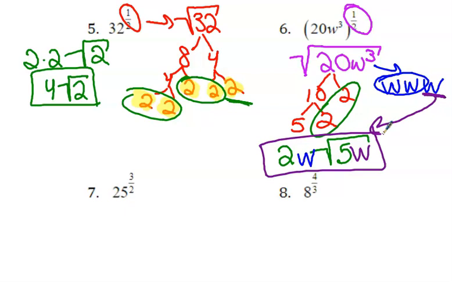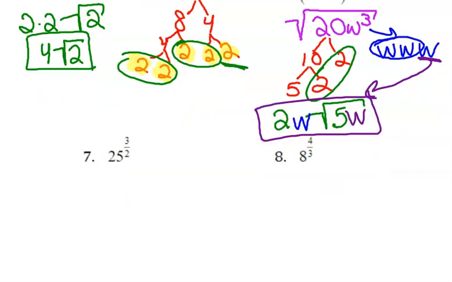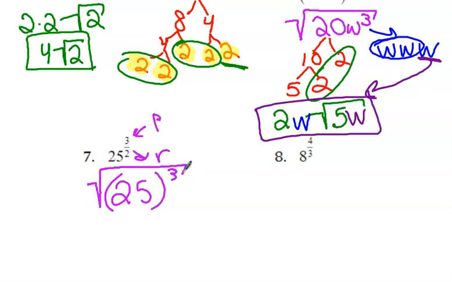Now we have some more trickiness, folks. I got a little bit more trickiness for number 7 and number 8. So 25 has the power of 3, and I have the root of 2. So I have 25 to the third, and then this is square rooted.